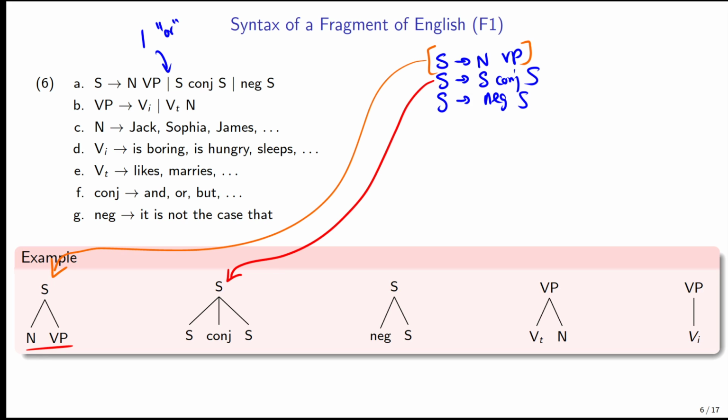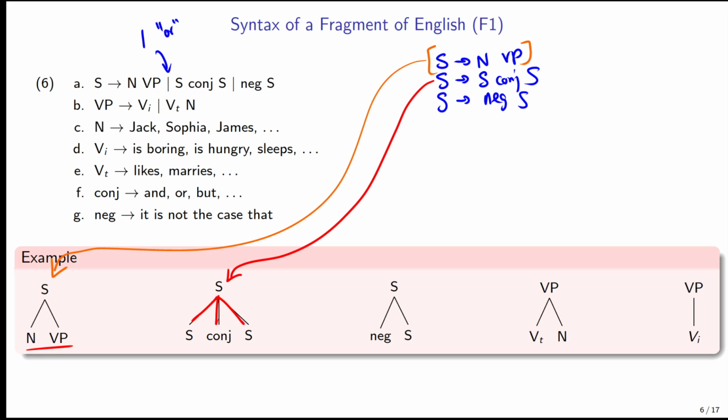And yes, we are going to have ternary branching trees. So 3 lines, 3 daughters for the conjunction. We could make it 2 daughters, but it just complicates things. So that's something that we can do at a later point or in a later course.